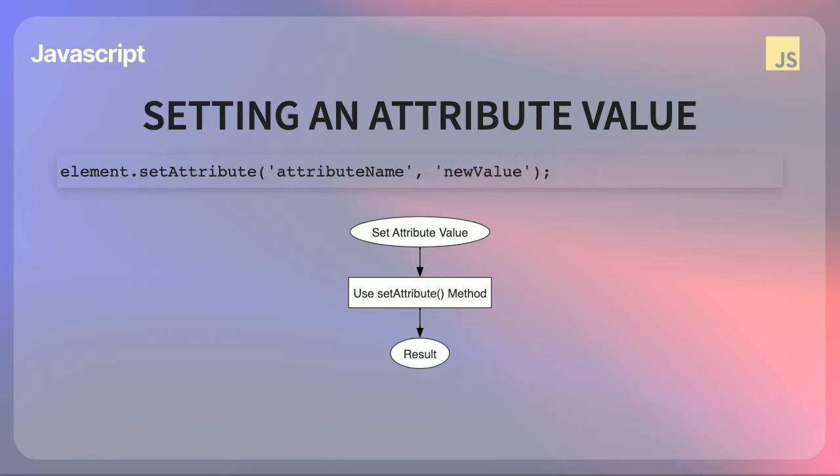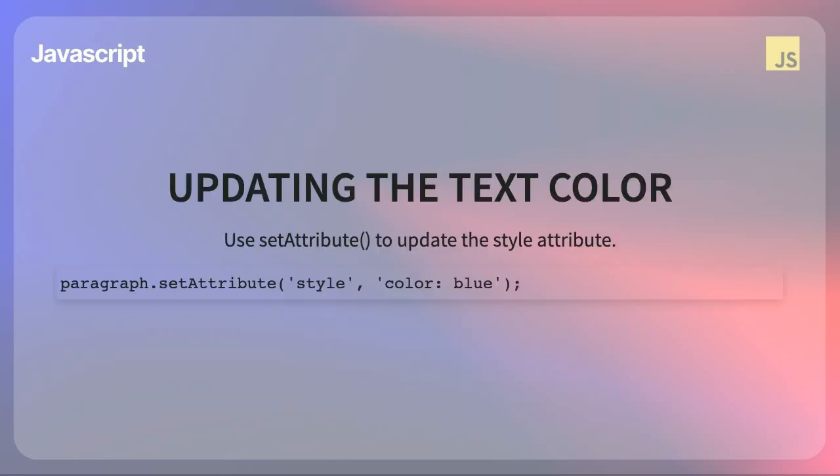The setAttribute method is used to change the value of an attribute. It takes two arguments, the attribute name and the new value. Let's see how to change the text color of a paragraph element using setAttribute. We'll update the style attribute with the new value.